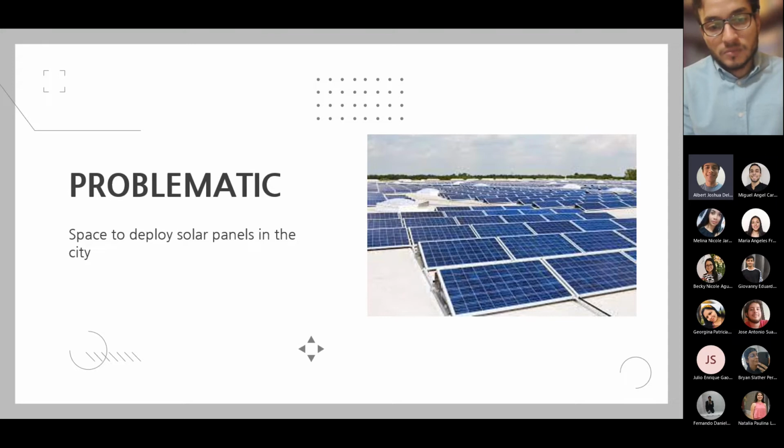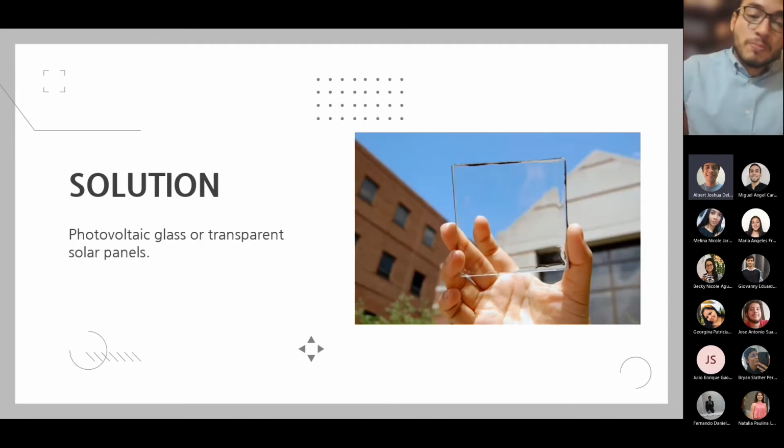There are some houses and small buildings that can install solar panels or solar tiles on their roof. However, for large buildings and skyscrapers, this measure is insufficient. For this reason, the alternative of photovoltaic glass arises.